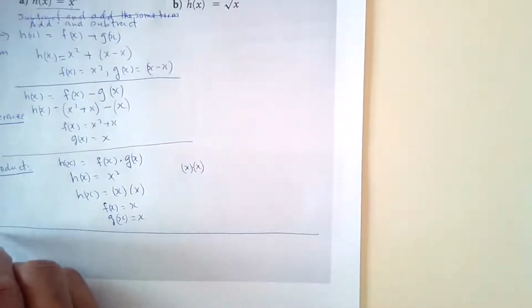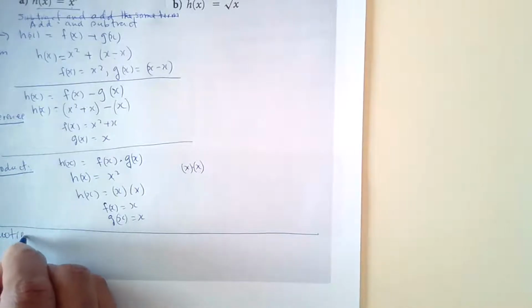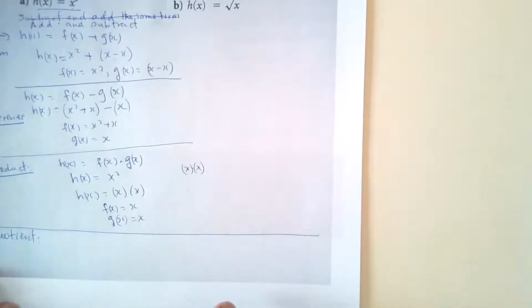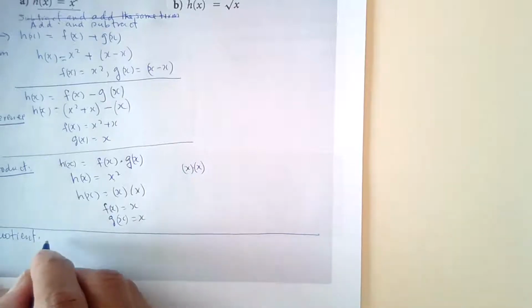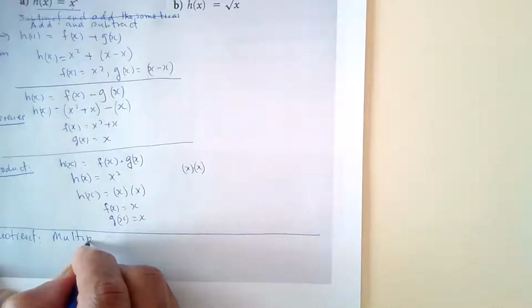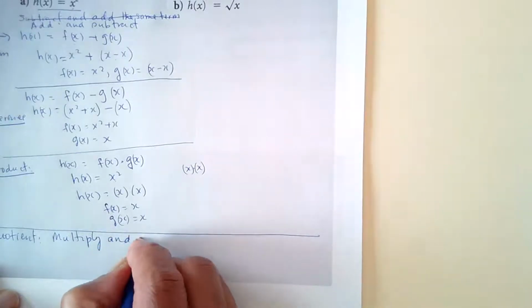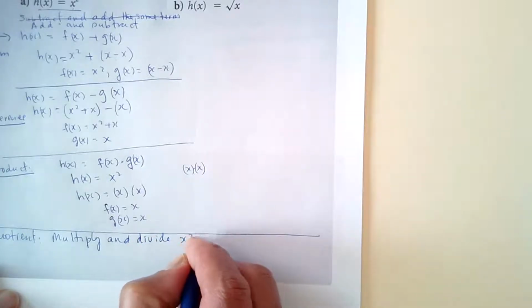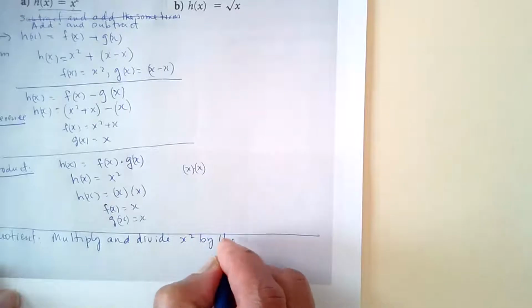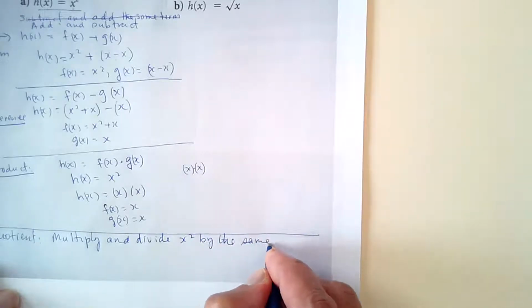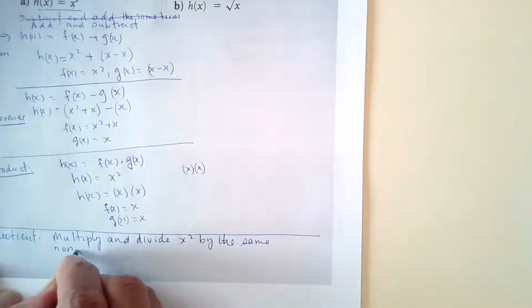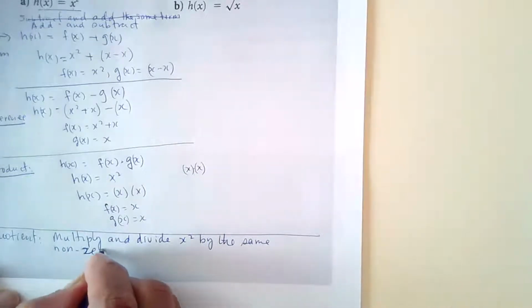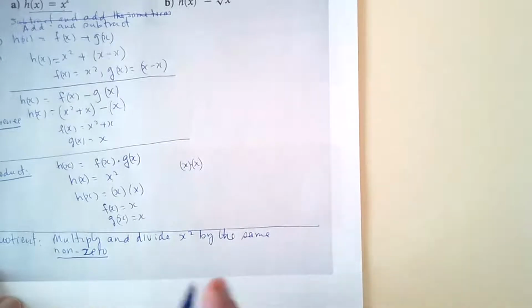And the final one we have is the quotient. So we multiply and divide x squared by the same non-zero expression. And there are many you could use here. So here we're going to multiply and divide x squared by the same non-zero expression. Be careful about this.